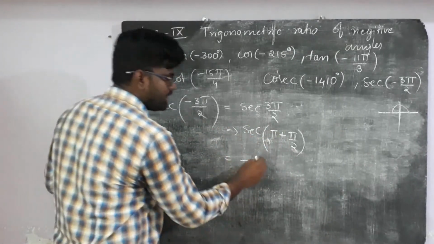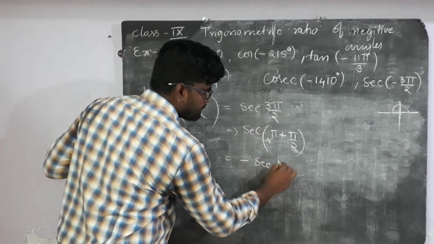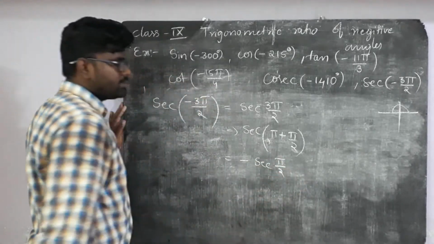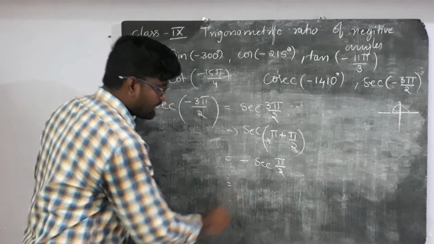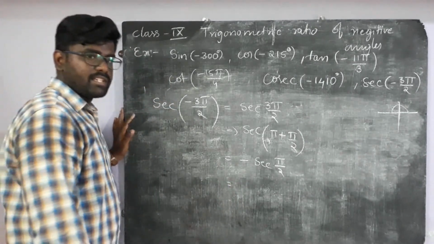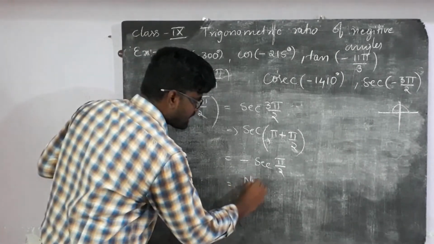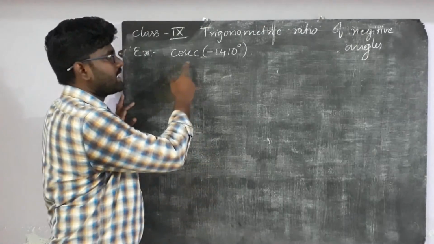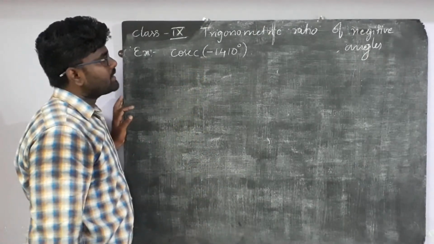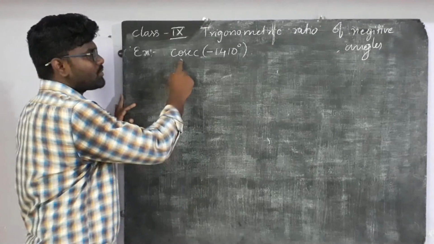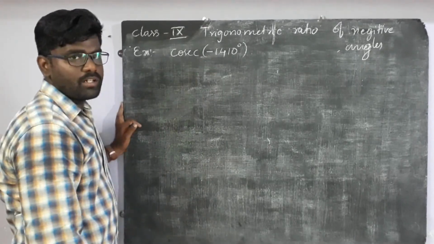That means it can be secant pi by 2. Secant pi by 2 value. Okay, cos pi by 2 value is 0, so secant pi by 2 value is not defined. The next one, cosecant minus 1410 degrees. That means cosecant minus theta is equal to, we know, minus cosecant theta.